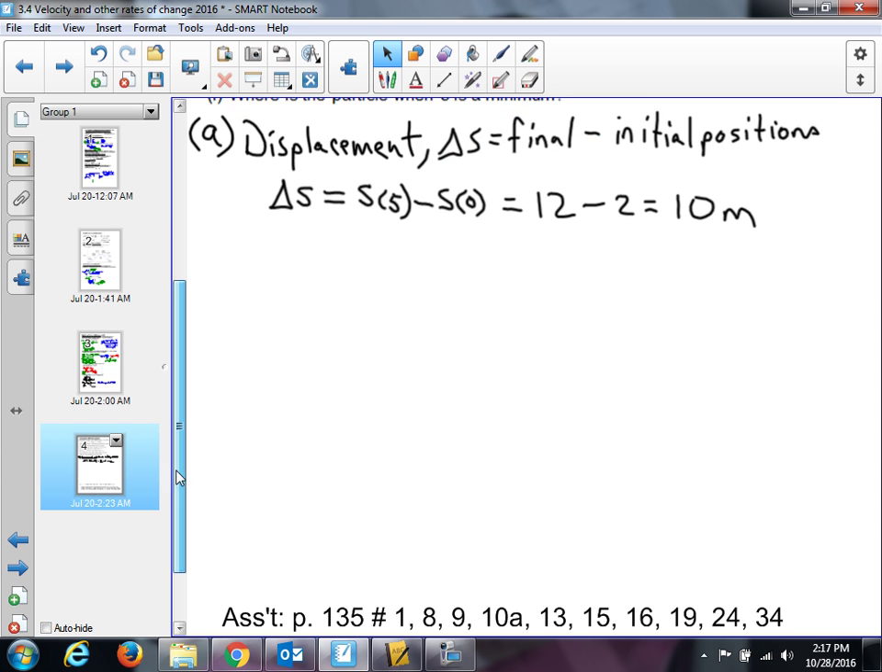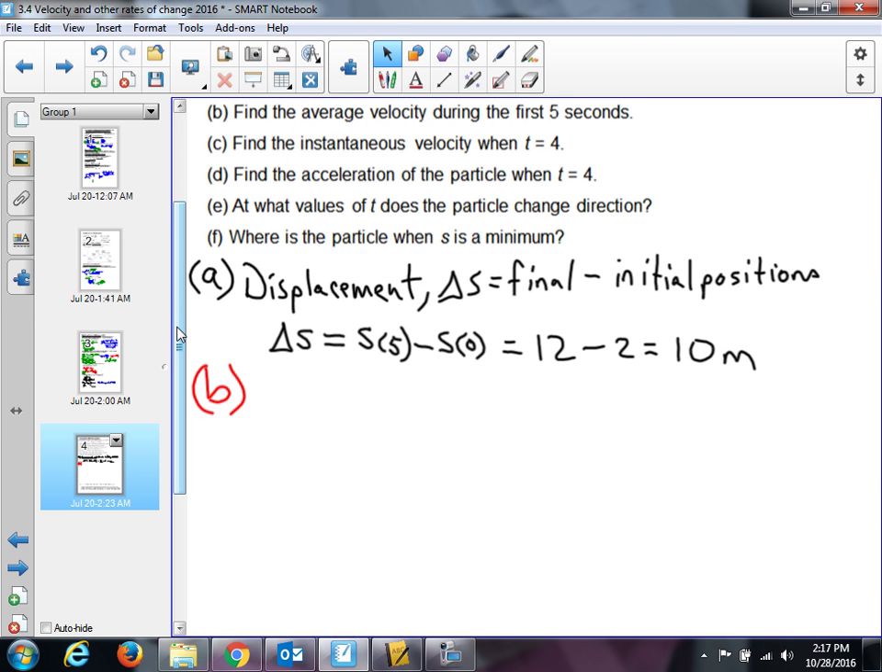Let's see. Okay, because as soon as I say that, that opens up another can of worms. But find the average velocity during the first 5 seconds. Still not doing calculus. The average velocity, do you guys know in words what it is?